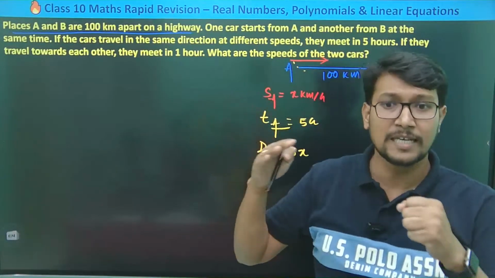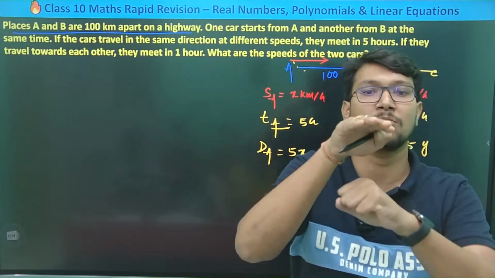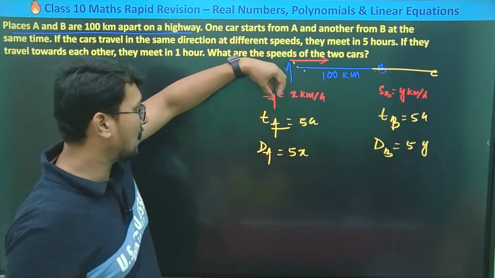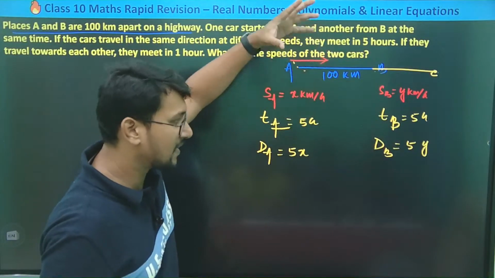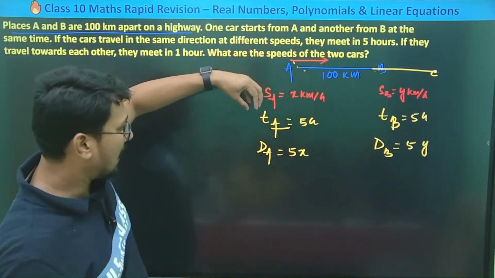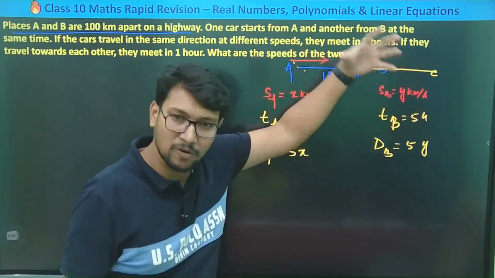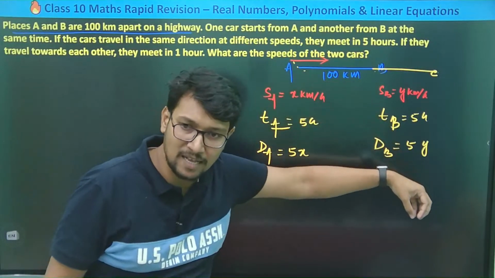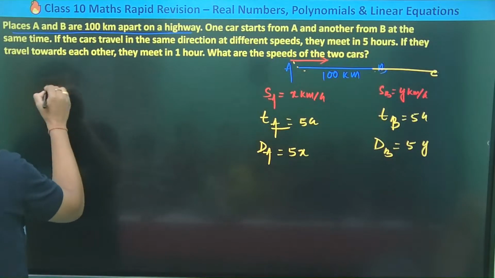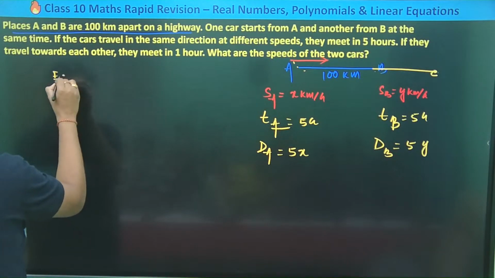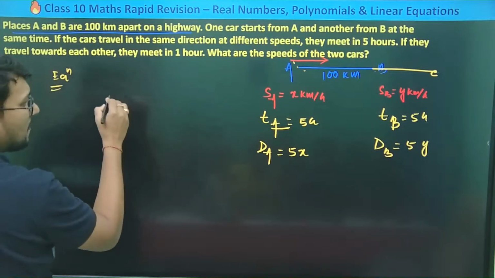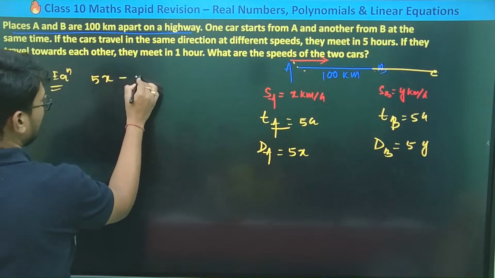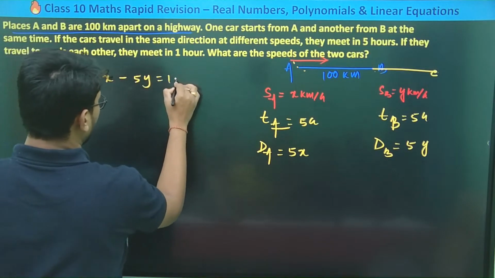Case 1 is when both are traveling in the same direction. For case 1, we have the speed of car A, speed of car B, travel time for car A, travel time for car B, and the distance traveled by car A and by car B. So this is case 1, and the equation number 1 is this. What is the equation? 5x minus 5y equals 100.